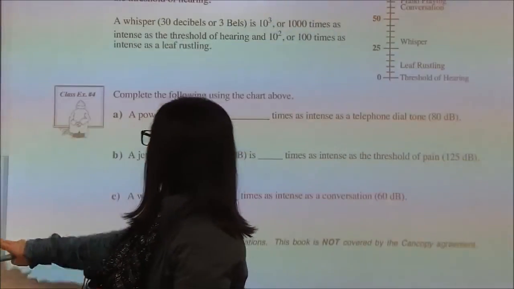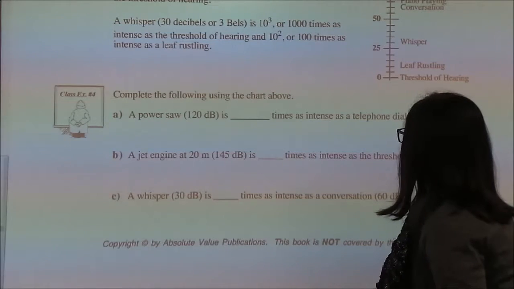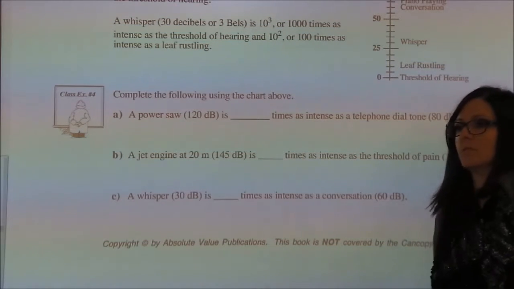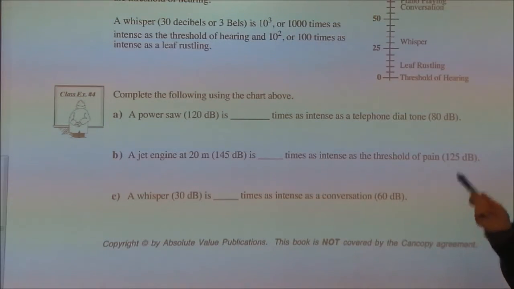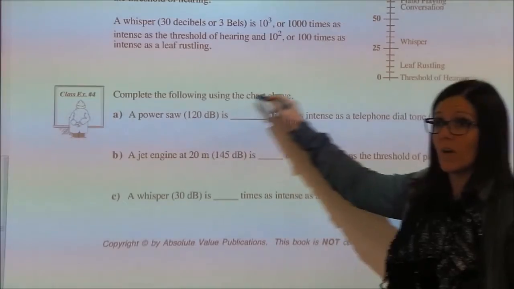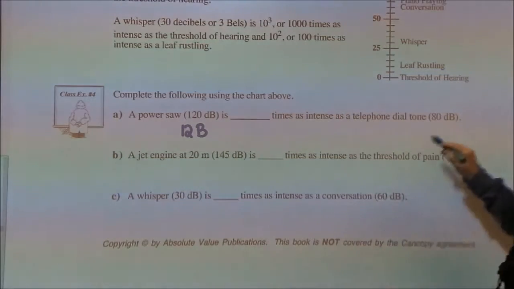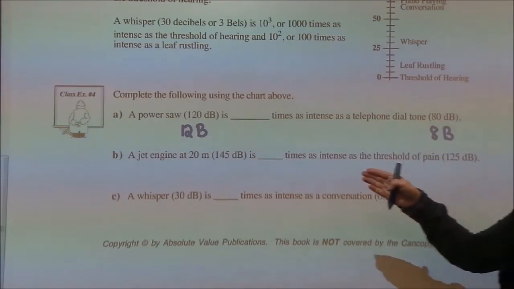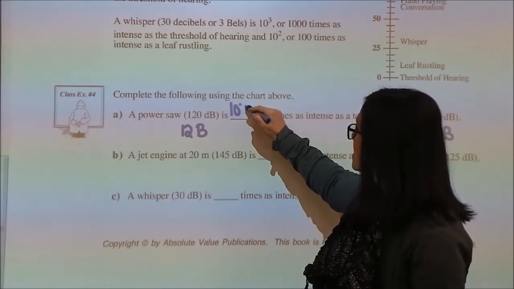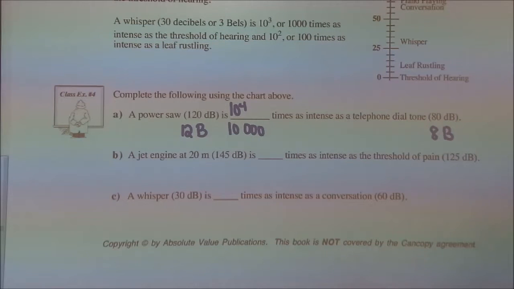Okay, so if we look at class example number 4, a power saw, which is 120 decibels, is how many times as intense as a telephone dial tone? So how many levels am I going? If I'm going 120, I've got 80. In terms of bells, I have 12 bells and 8 bells. So that would be 4 levels. So a power saw would be 10 to the power of 4, or 10,000 times as intense as a telephone dial tone.